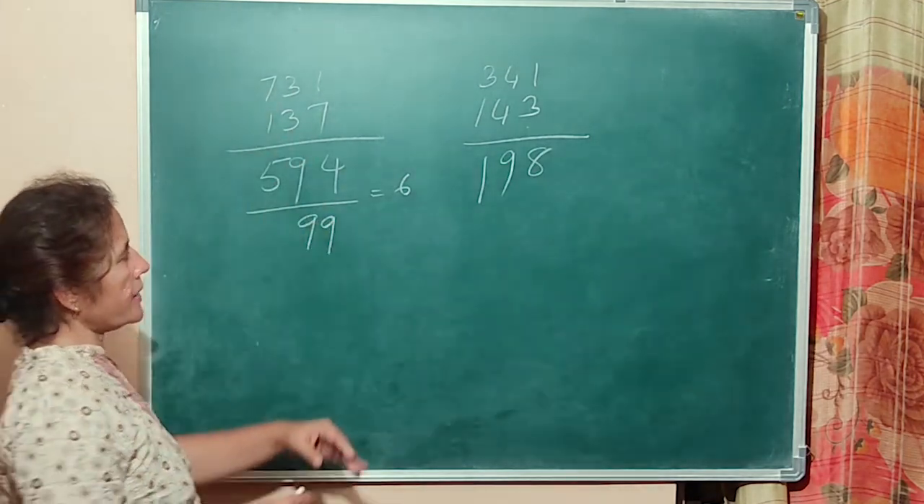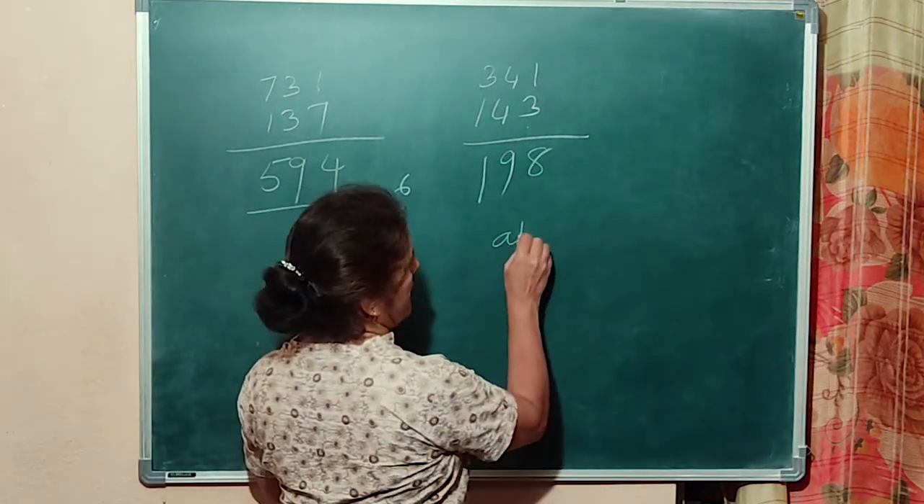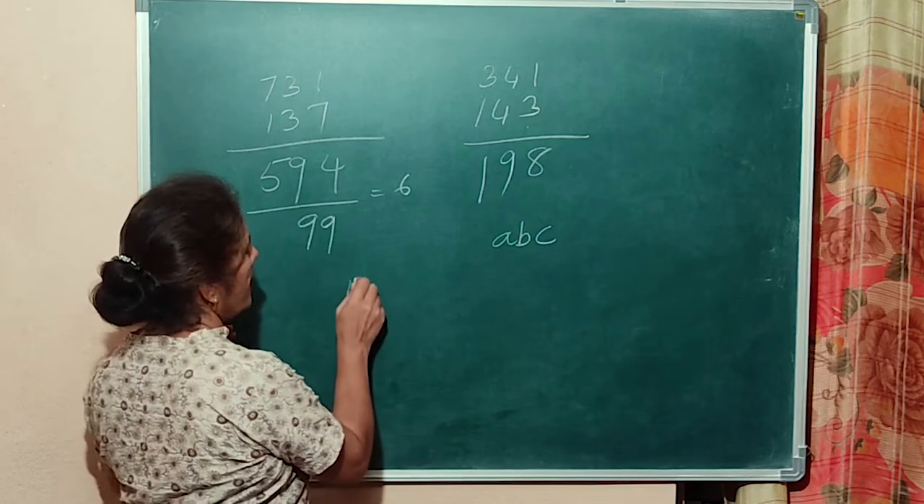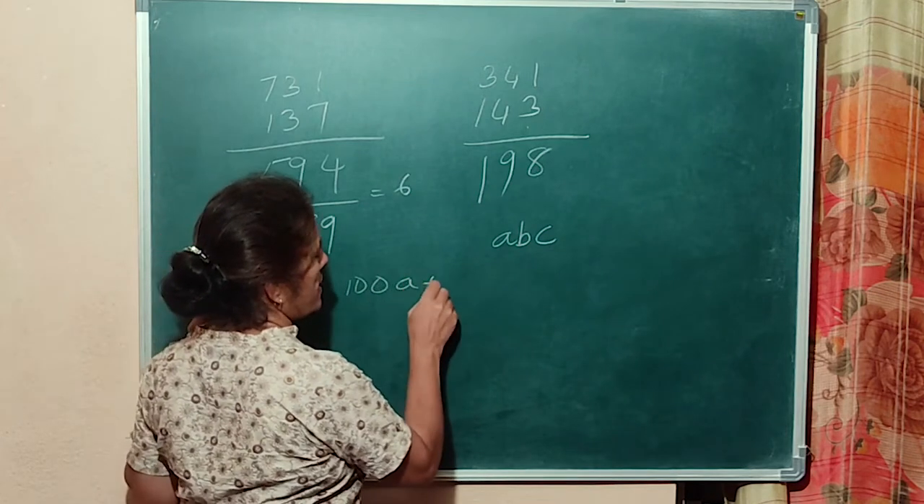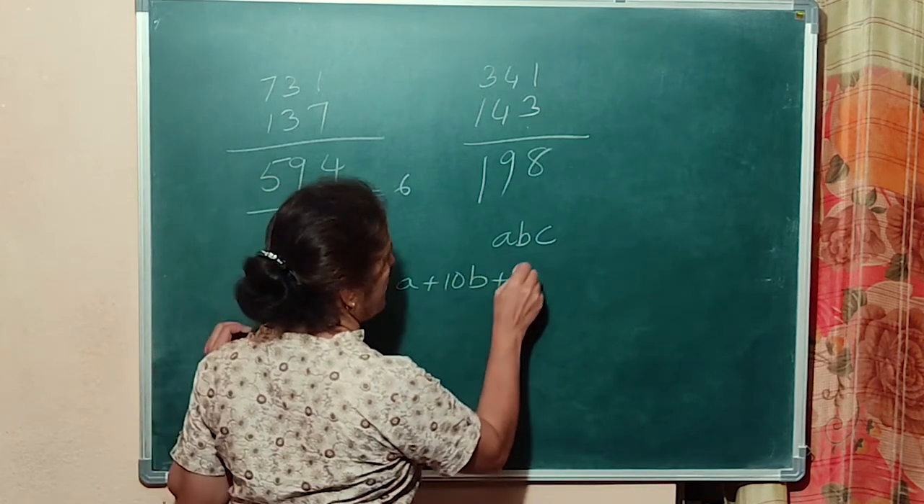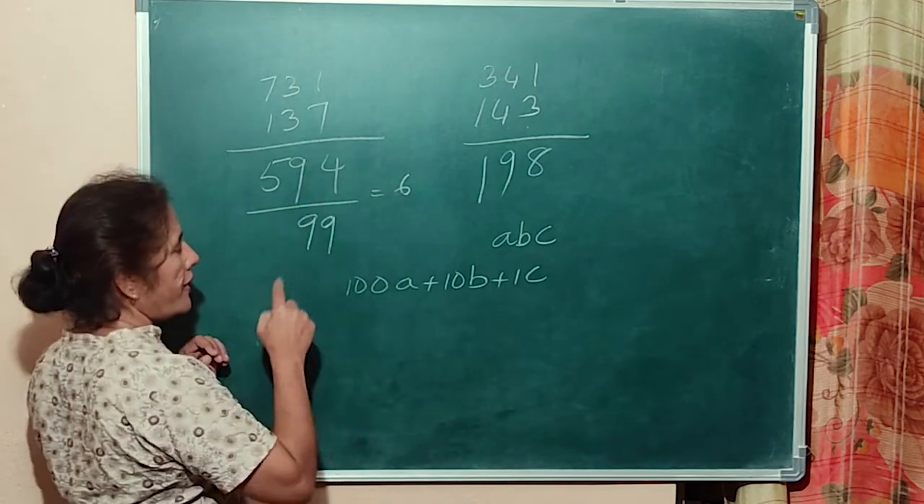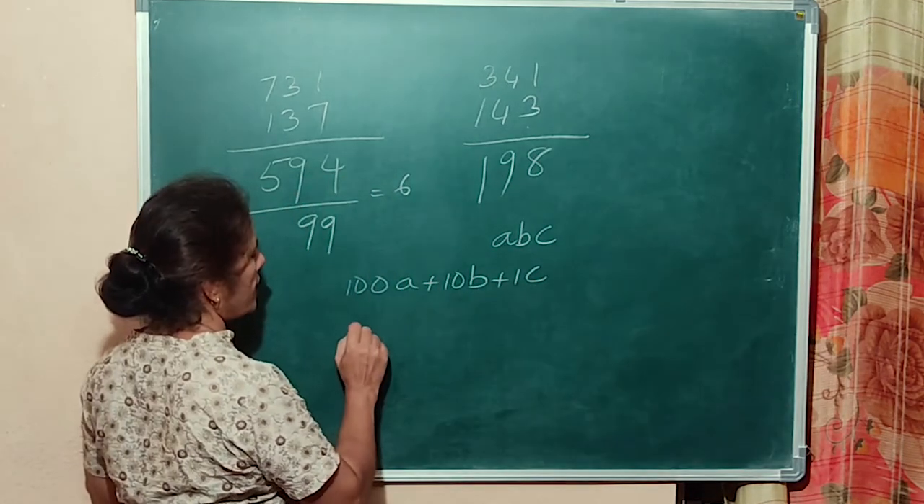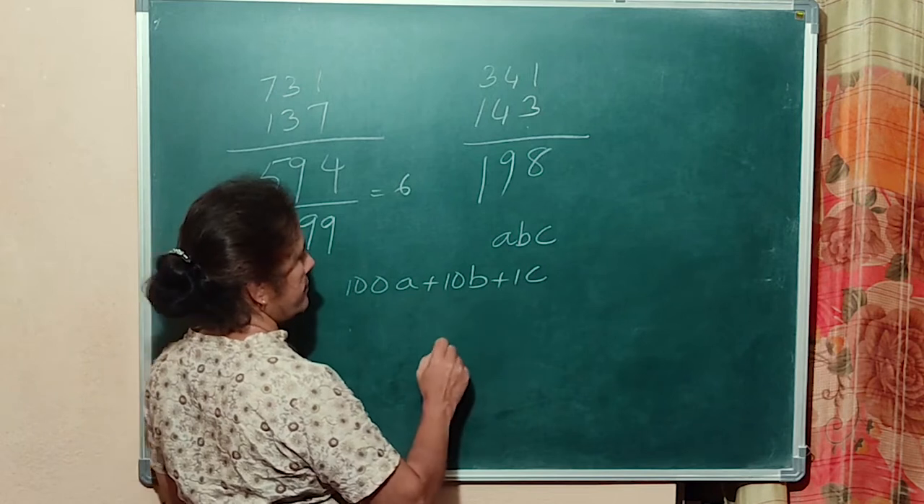Now let me explain what is the logic behind it. Take the 3-digit number as ABC. How do I write down ABC? 100A plus 10B plus 1C. How do you reverse it and how do you write down 100C?